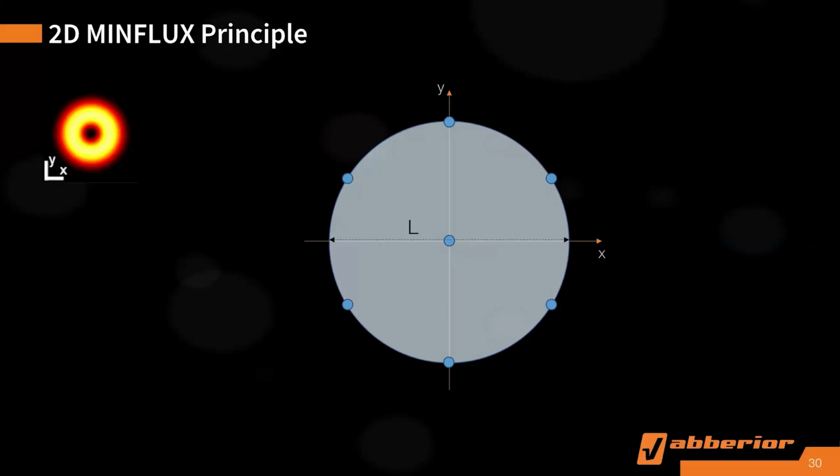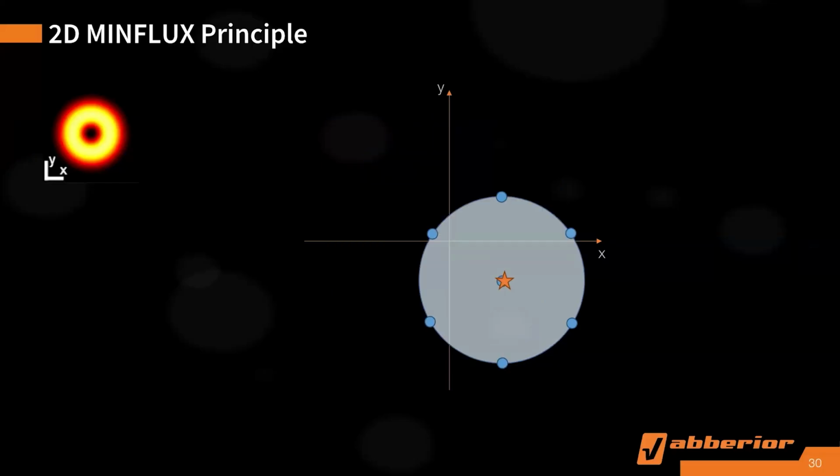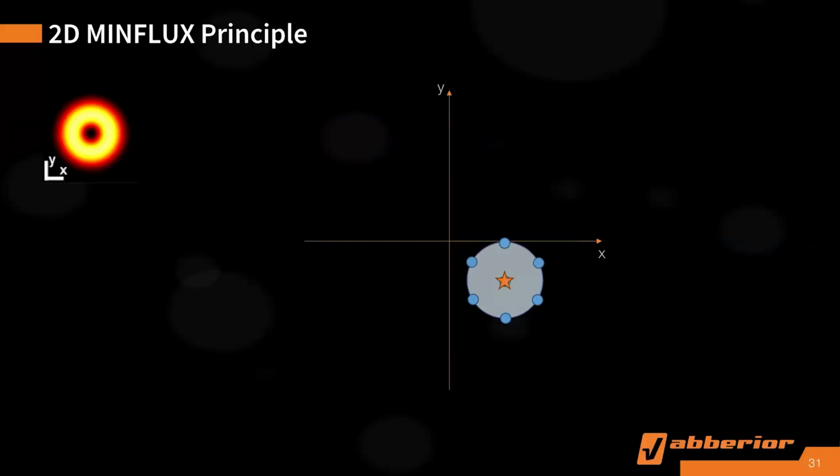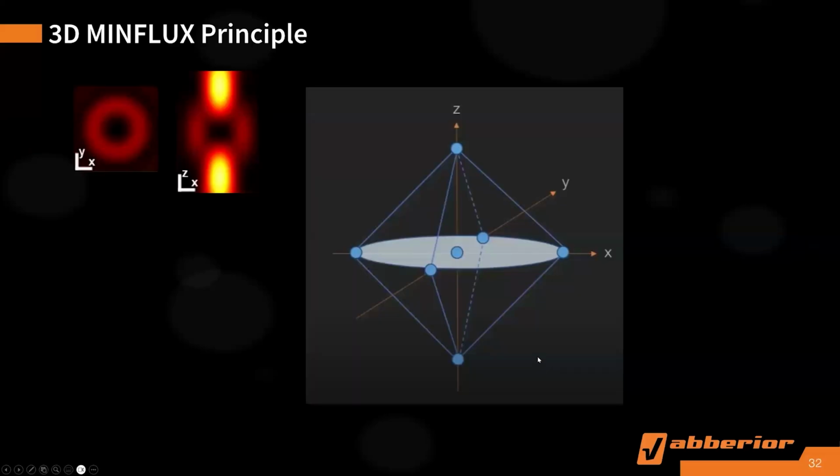Then we start with a large area, and we calculate roughly the position of that single molecule. Then in the second iteration, we make the area smaller and improve the accuracy. Then we do several iterations. The area is getting smaller and smaller, and the accuracy is increased. This is 2D. In 3D, it's the same.